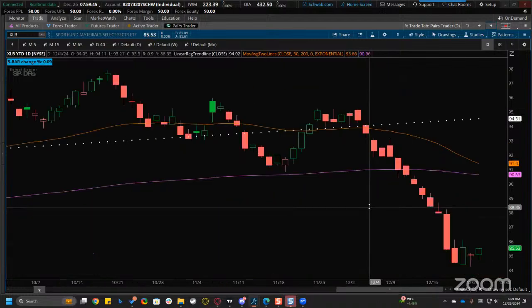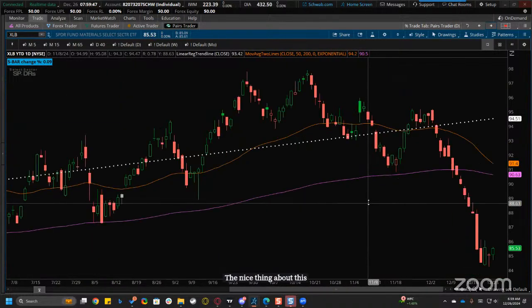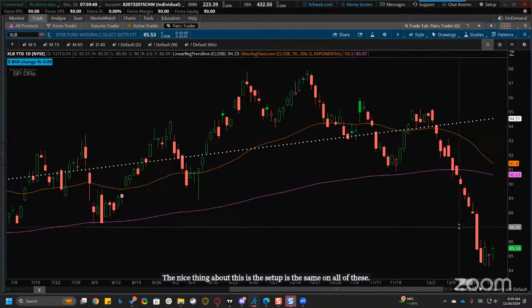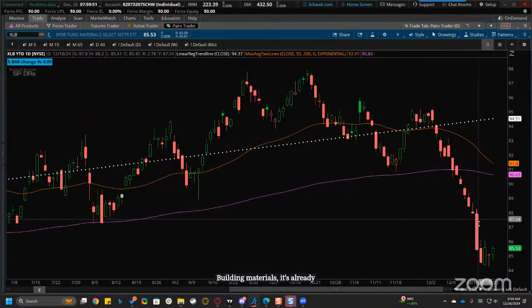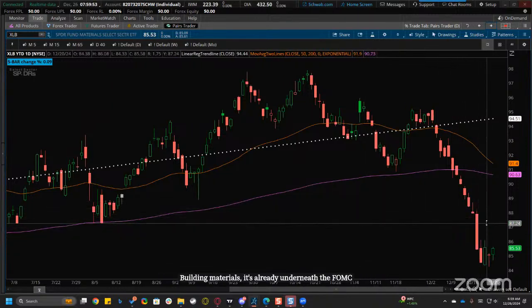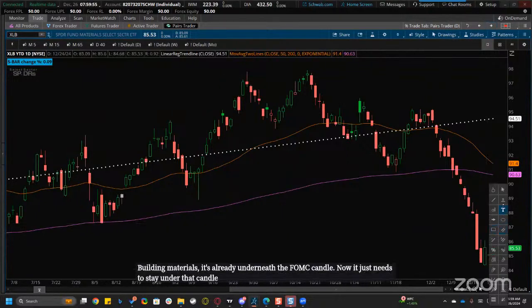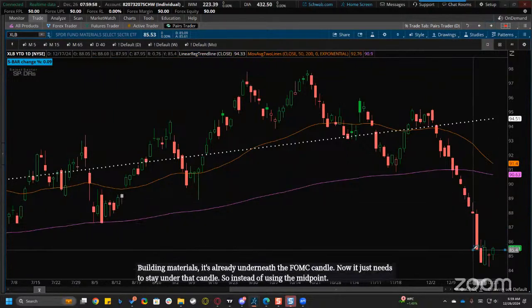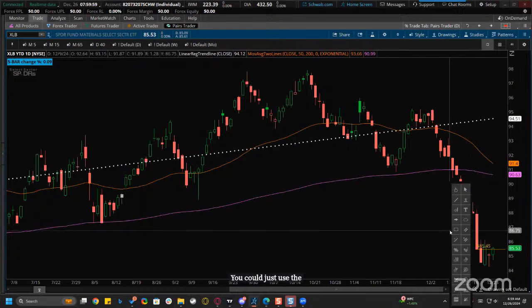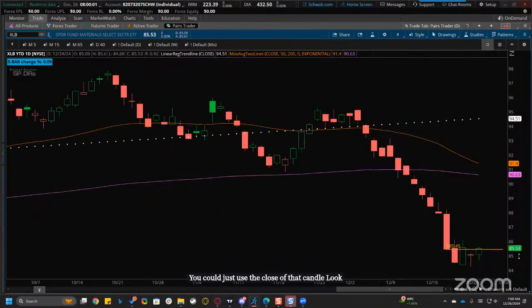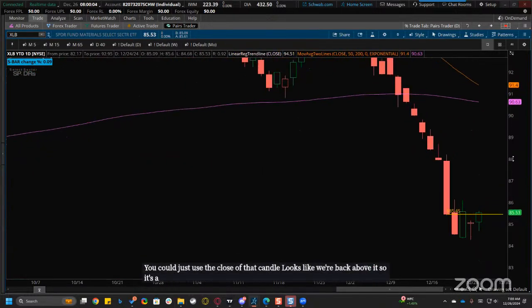The nice thing about this is the setup is the same on all of these. Building materials, it's already underneath the FOMC candle. Now it just needs to stay under that candle. So instead of using the midpoint, you could just use the close of that candle. Looks like we're back above it, so it's a start.